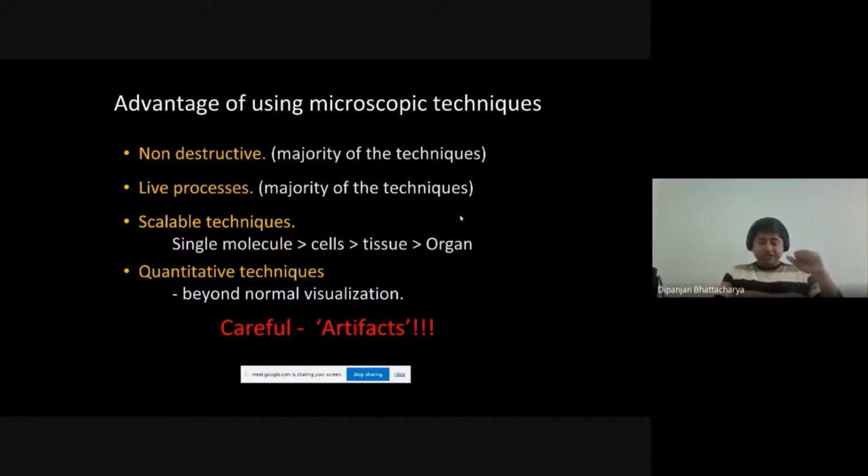And then there are the quantitative techniques, which go beyond normal visualization. We can get many numbers out of it: what time scale it is happening at, what length scale it is happening at, those kinds of things. And in any method you use, particularly analysis-based methods, you have to be very careful about artifacts, because you can get some number which may or may not have any meaning.